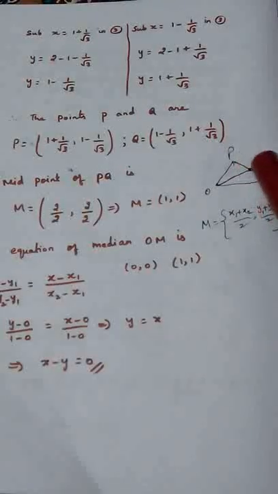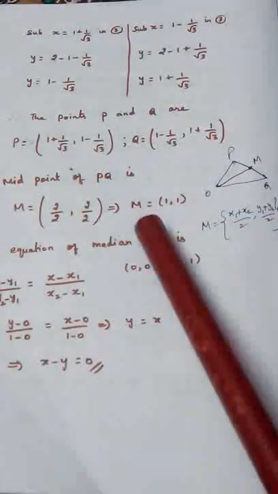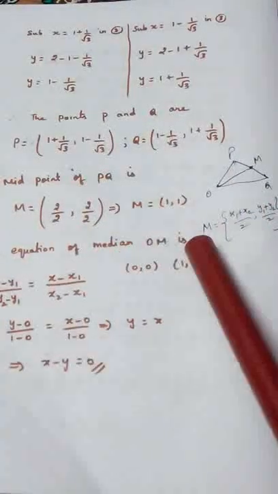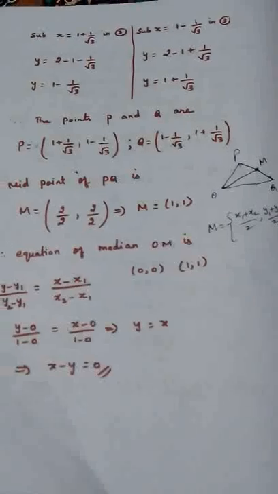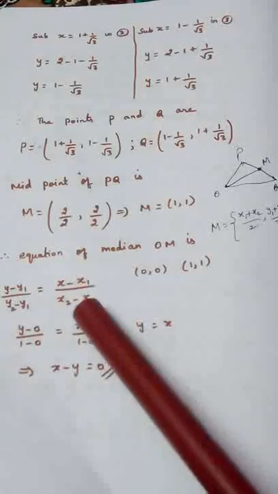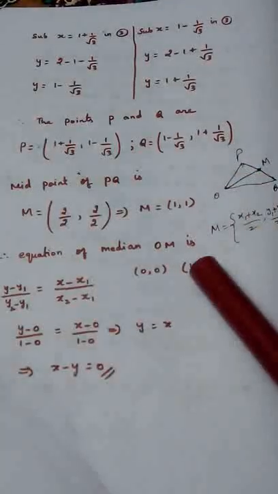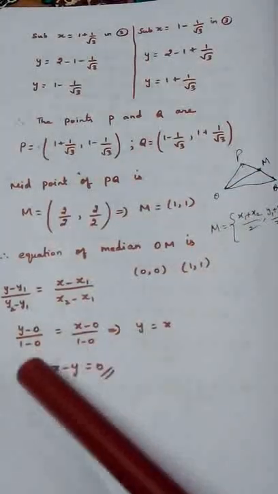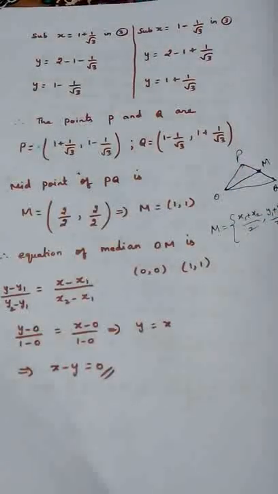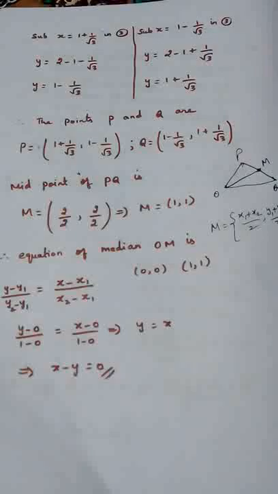So ultimately our aim is to find this point M, because we already know O, origin 0, 0. Now we know the point M, 1, 1. What is OM? Median. So equation of median OM is given by 2 points formula. What is 2-point formula? Y minus y1 by y2 minus y1 equal to x minus x1 by x2 minus x1. What is x1, y1? The first point, 0, 0. M is the second point, 1, 1. Substitute and get the answer as x minus y equal to 0 is nothing but equation of this median. Again I tell, median means it is a straight line drawn from one vertex to the midpoint of the opposite side. We will see the next sum.